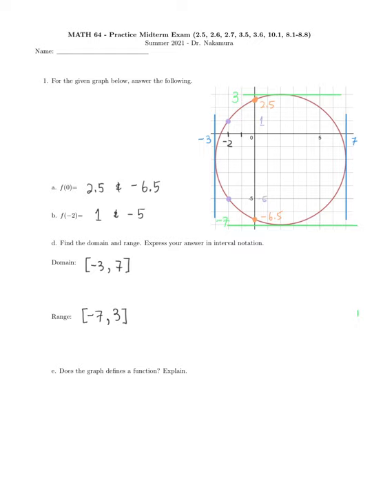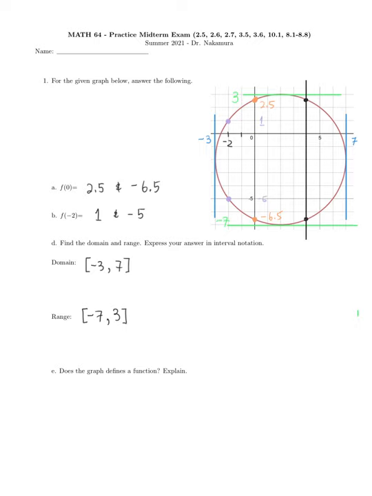All right, let's go with part E. Does the graph define a function? Explain. So remember that theorem, it says that if the graph fails the vertical line test, then the graph is no longer a function. So in this case, I do believe that this is not a function because look, if I draw a vertical line, let's just say right here, notice that that line intersects the graph at 2 points, which is this point and then this point.